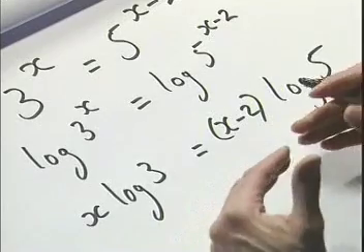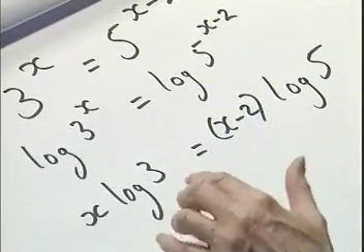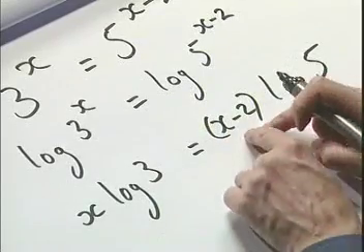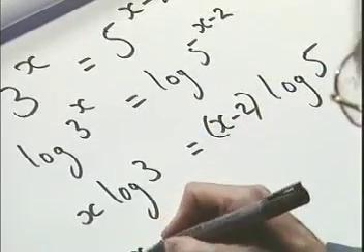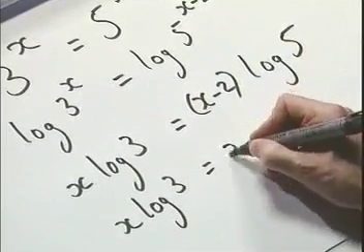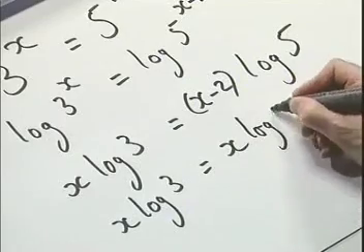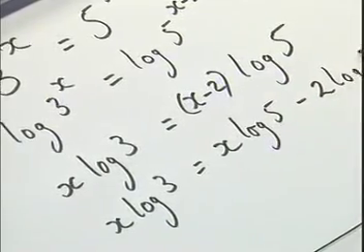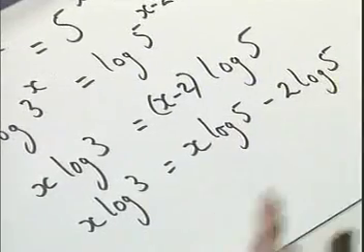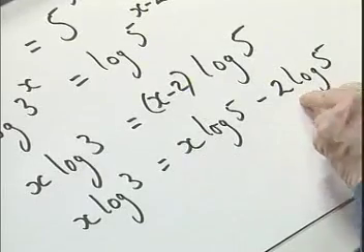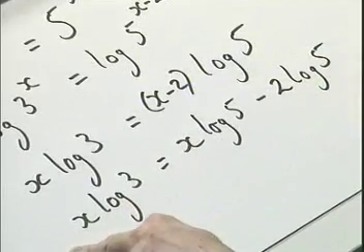Well, this is now just an ordinary equation. Log of 3 and log of 5 are nothing more than numbers. So let's multiply out this bracket at this side. So we're going to have x log 5 minus 2 log 5. Let's gather together some terms in x and move this as a number over to this side so it's positive.